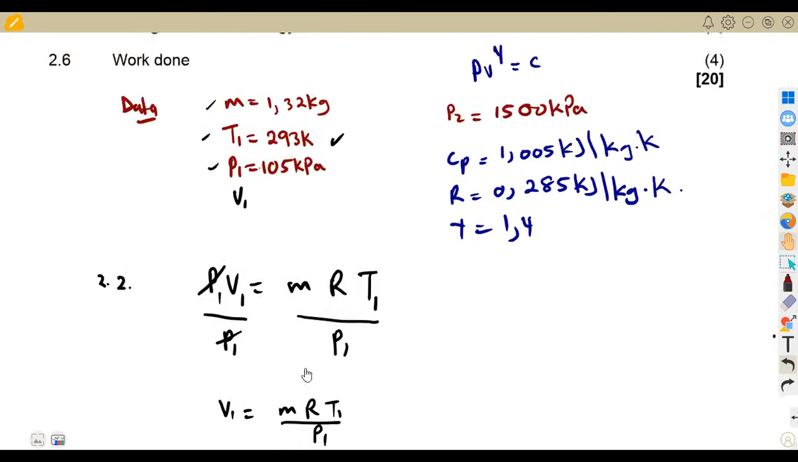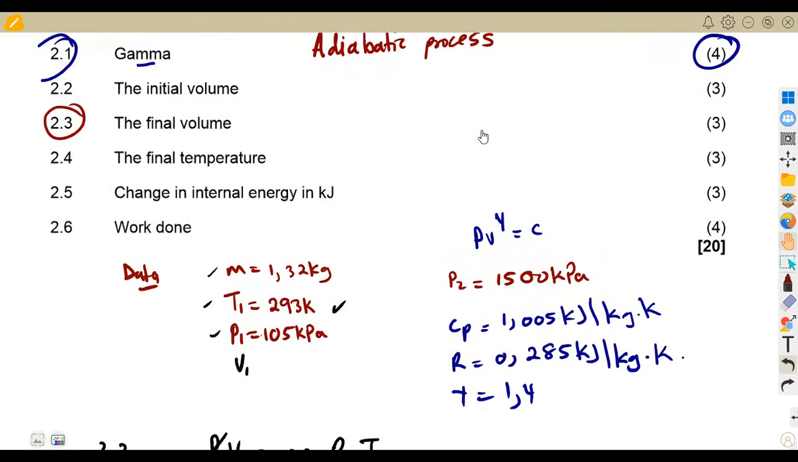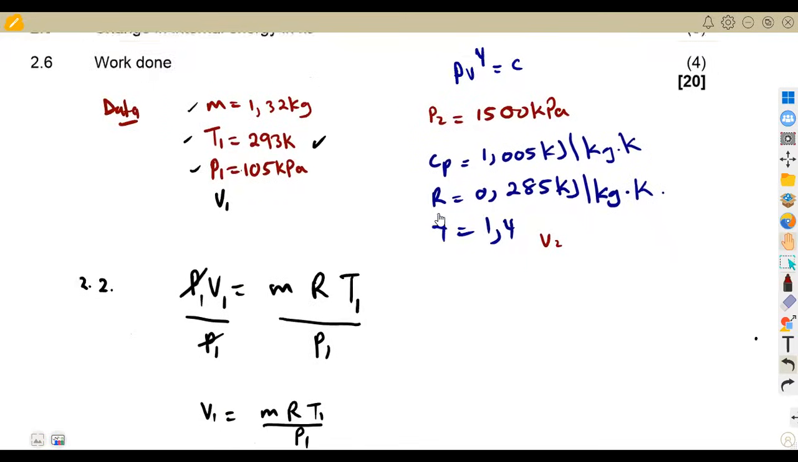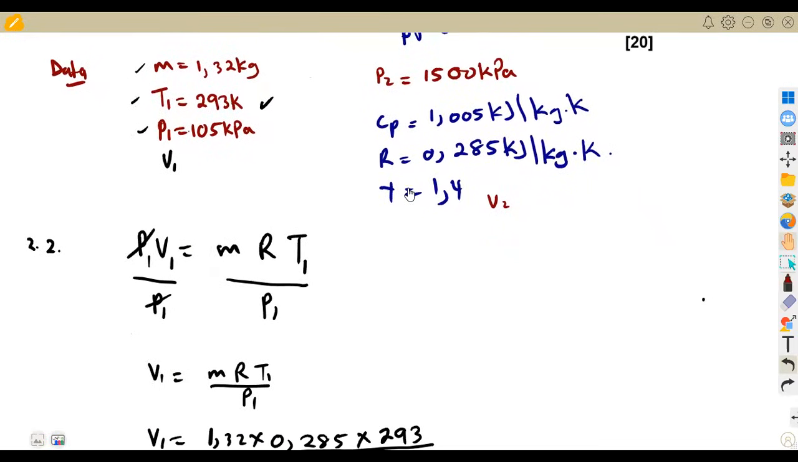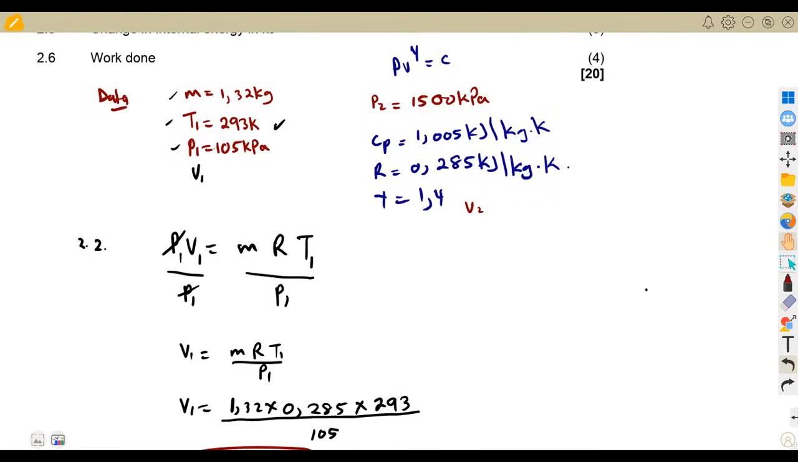Then we move on to the other part. Then they need us to calculate the final volume, which is V2. All right, so there we need to calculate V2. So we do not know the value of V2. So for V2, there are so many formulas again that we can actually put into consideration. All right, so let us just write it aside. This is 2.3. So remember, we are supposed to calculate V2.